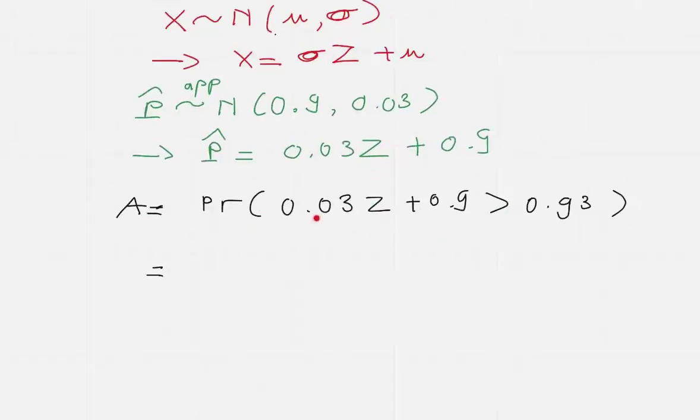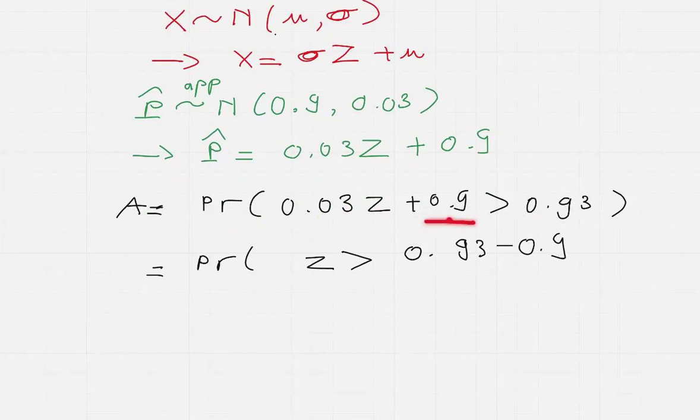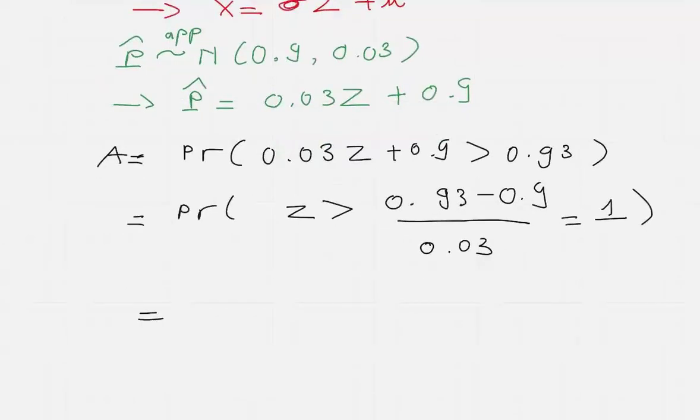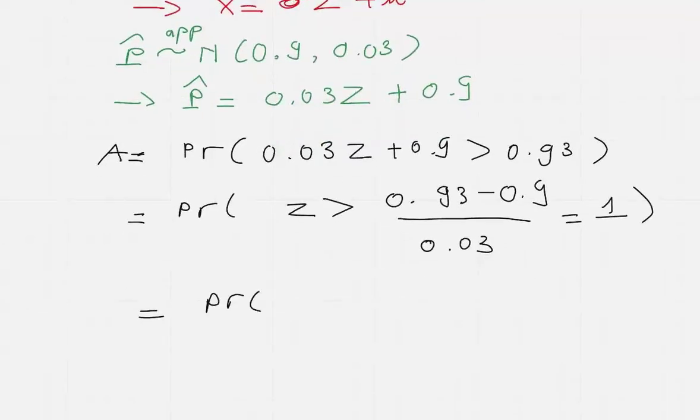Okay, so now things are simpler. We can rearrange this inequality and turn it into the probability of z more than 0.93 minus 0.9. Take away this 0.9 and then divide both sides by 0.03. And this one would be 1. Does it make sense? So overall, we want to figure out the probability that z is more than 1.